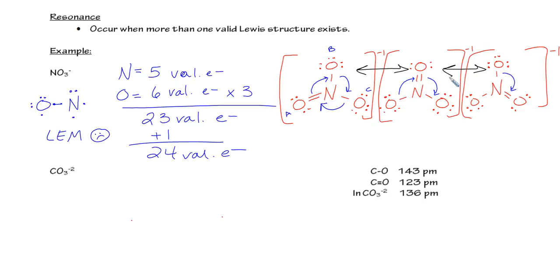Now on paper we draw one. You don't always have to draw them all, but we should be aware that we could draw the oxygen double bond at any of those locations, and in real life it oscillates or resonates amongst all three nitrogen-oxygen bonds. They're all the same bond energy, they're all the same bond length.